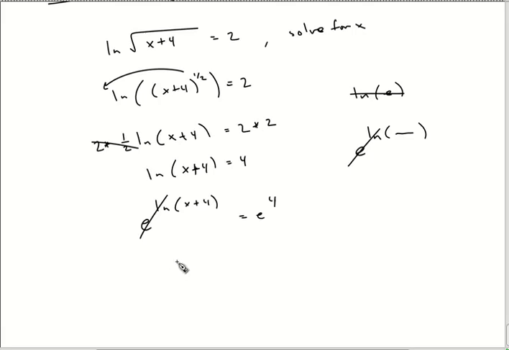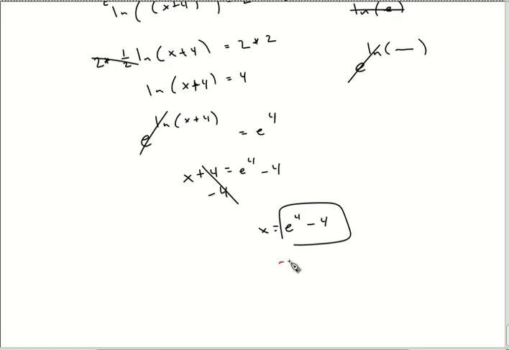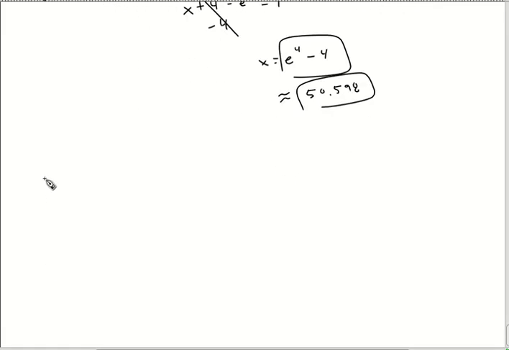Cancel. So we've got x plus 4 is equal to e to the 4, minus 4 on both sides to move it over. And there we go: e to the 4 minus 4. However silly that looks, that is your answer. Of course, they're going to want an approximate solution for part B, and I'm just going to write up some decimals there. There you go. Cool. Not too bad. Keep going. We still have a lot more to do.